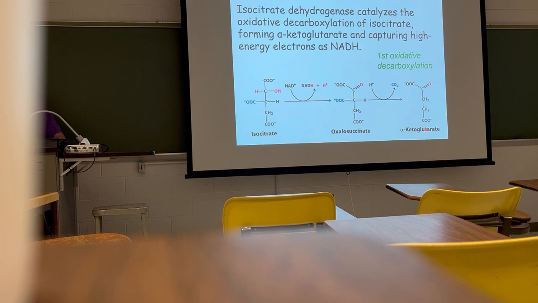You're going to see alpha-ketoglutarate again later in the semester, later in April, because alpha-ketoglutarate is important in amino acid synthesis. So we're going to see, especially for synthesis of glutamic acid, alpha-ketoglutarate is a precursor.